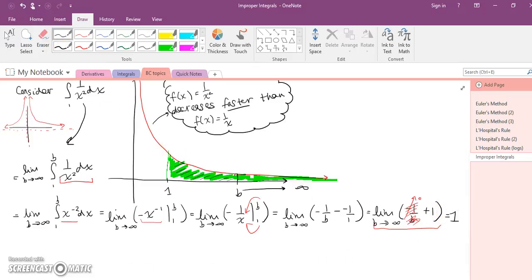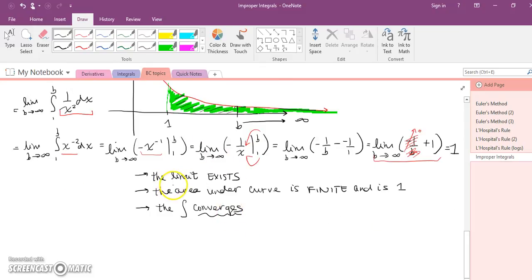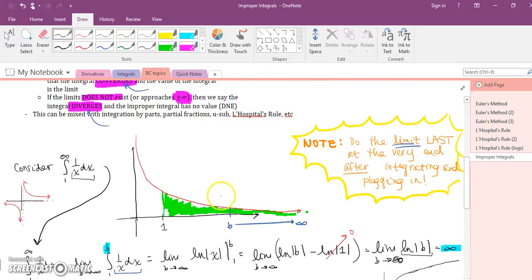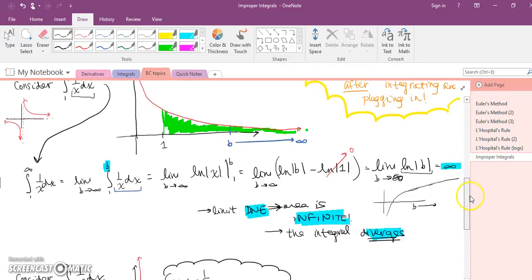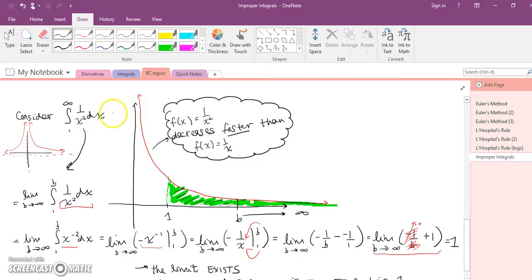The limit exists. The few things we can say here are that the limit exists, the integral converges, and the area under the curve is finite and is 1. So again, notice if I had 1/x, this area was infinite. It was an unbounded integral. If I just kick that degree in the denominator up 1 to be x squared, now this function decreases fast enough as x goes to infinity that this area is going to be bounded, and I can say the total area is 1 under the curve.